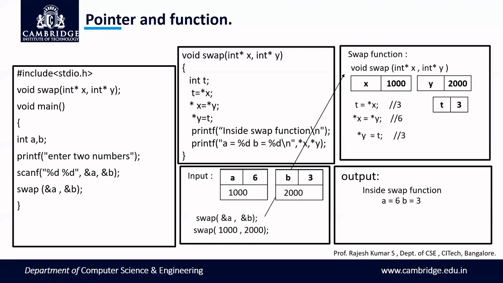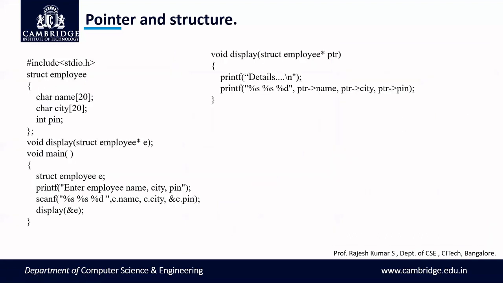So going with the next topic, this has also been discussed already, pointers and structures. Now, how do these pointers and structures come together? We'll just check it out. Now, we have defined a structure called employee, which has three fields: name field, city field, and pin field. As we know, this is just a skeletal structure or a blueprint of the user defined data type. The user defined data type here is struct employee.